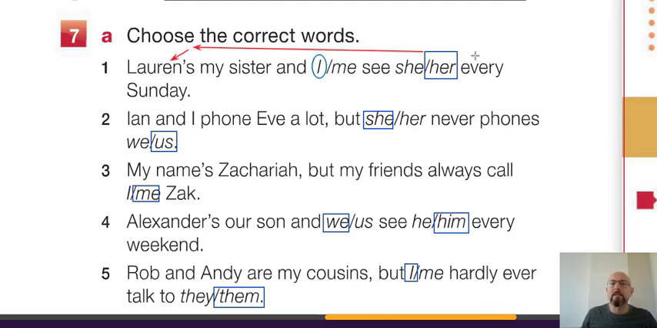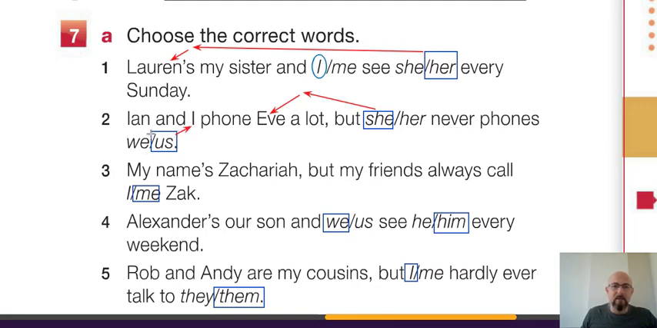Lauren. I see Lawrence every Sunday, but we don't repeat Lawrence again. We say, I see her. Ian and I phone Eve a lot, but she, who is she? Eve never phones us. Who is us?